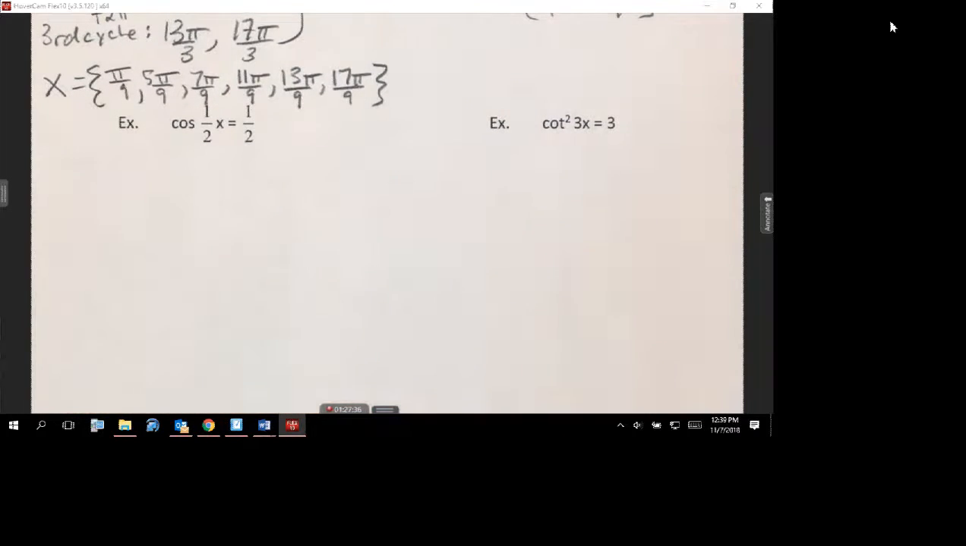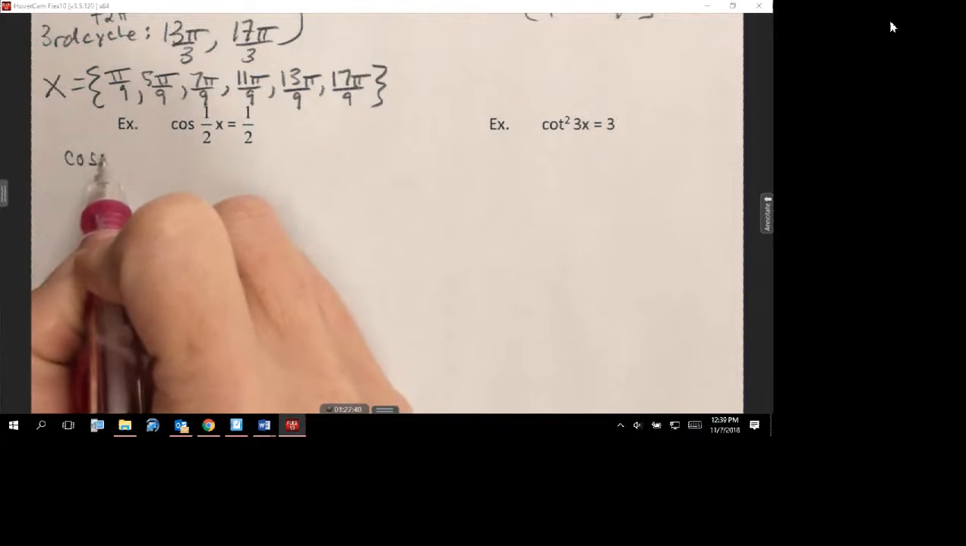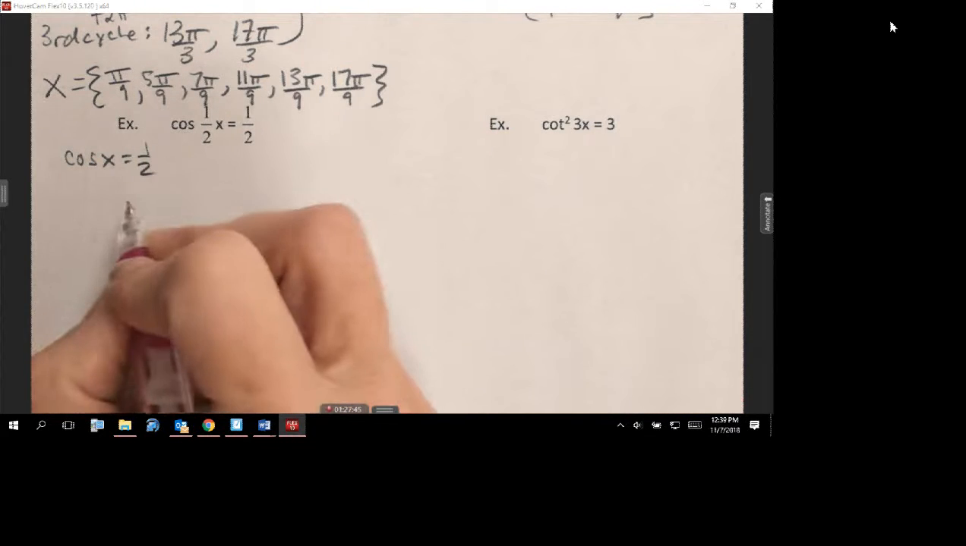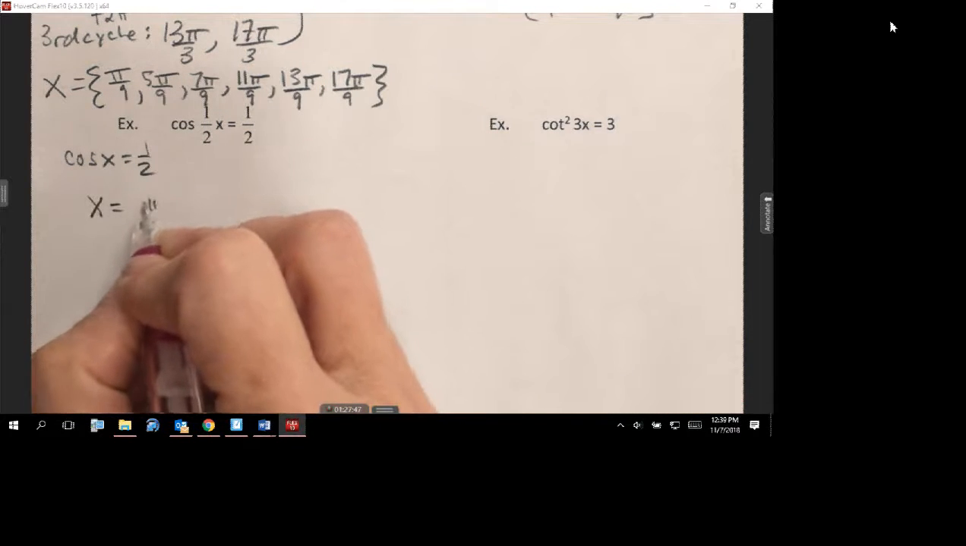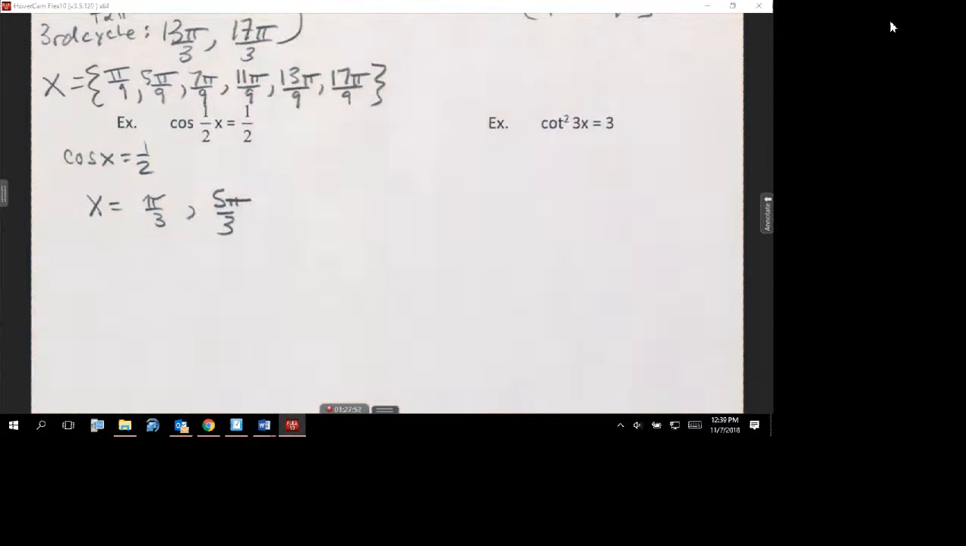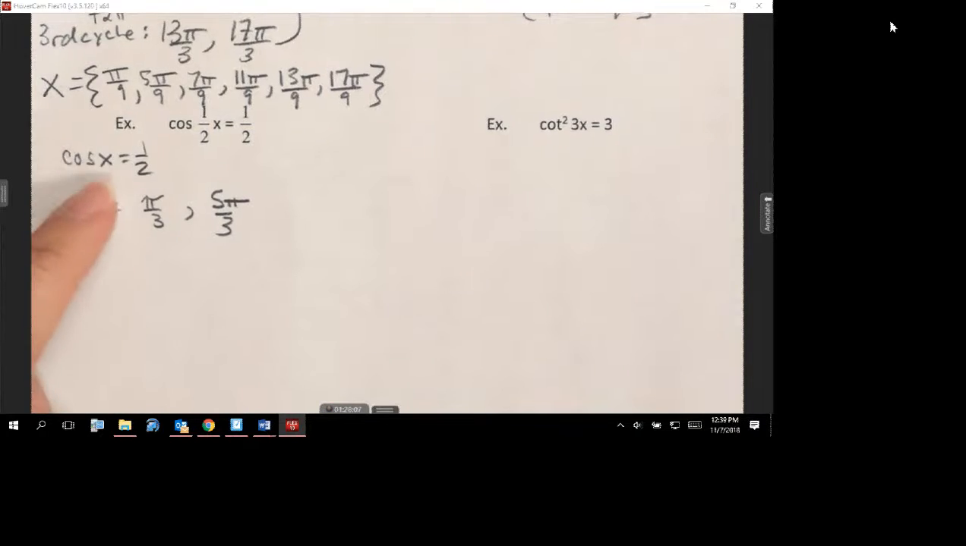What's the first thing you kind of want to think about? Cosine x equals 1/2. Oh, good. We already did that one. We've done that one for like how many weeks now? A lot. So we have where cosine x equals 1/2, but it's not cosine x. We have some cycles. How many cycles should we be using?